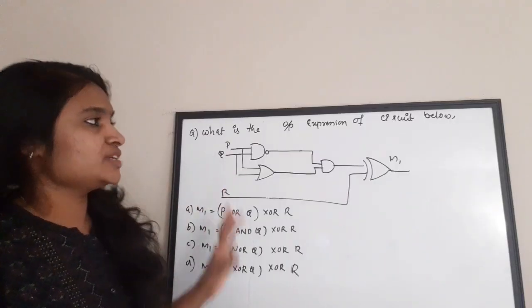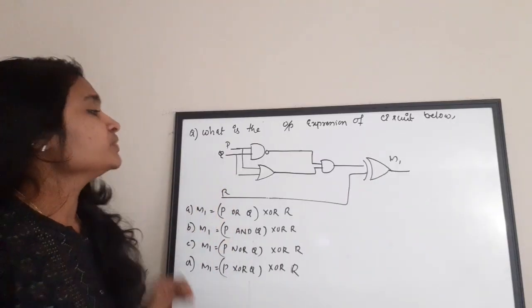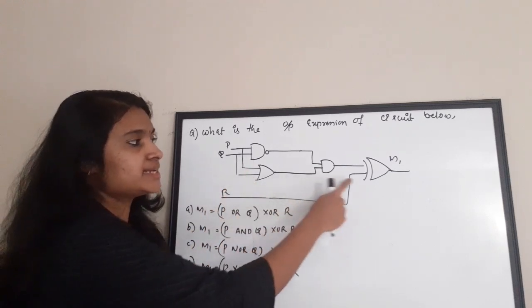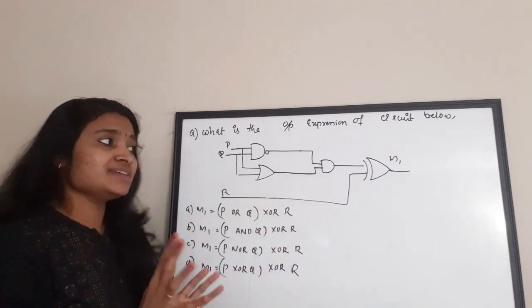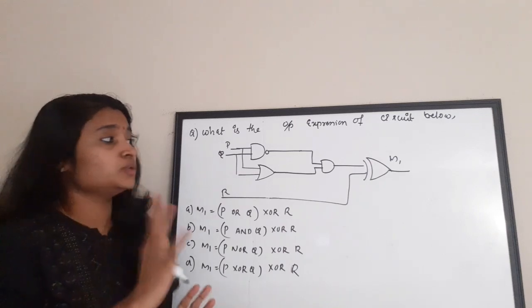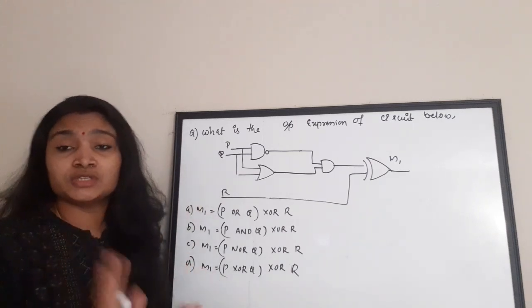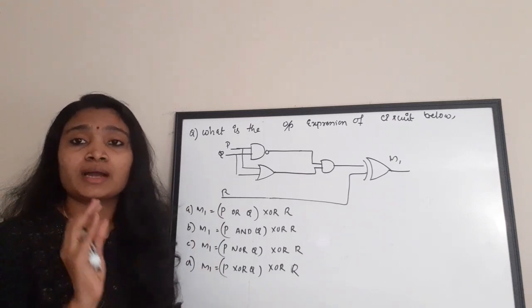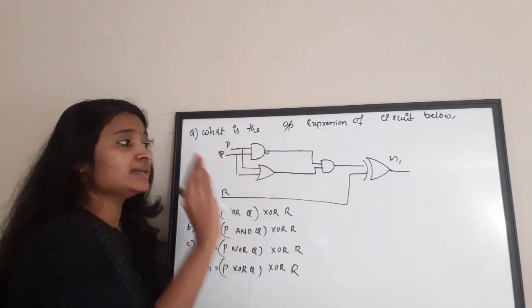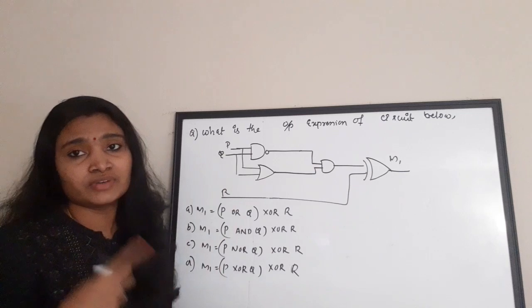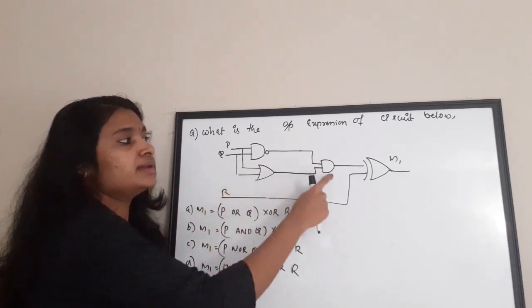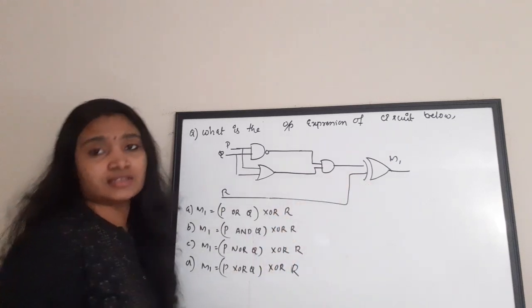What is the output expression of the circuit given below? Okay, so this circuit consists of a NAND gate, OR gate, AND gate and the XOR gate. First thing is that you should be able to identify the logic gate. That is very much important. If you have to at least attempt this question, you should be familiar with the symbol of each gate. Here it is NAND gate, OR gate, AND gate and XOR gate.